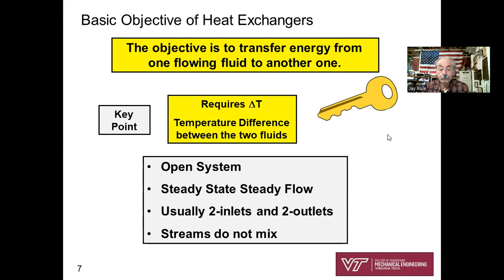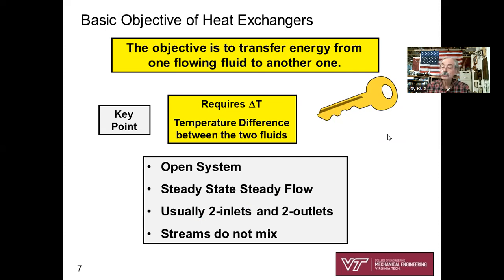Okay. What's the key point? Well, to get heat transfer from a hot fluid to a cold fluid, you must have delta T. You must have a temperature difference between the two fluids. Now, how would we model, if we're in thermo or heat transfer, how would we model the situation? Well, looks like an open system because I've got flow entering and leaving. Okay. I've got steady state, steady flow. In other words, at all times, the hot fluid coming into the exchanger is constant, as well as leaving. Same with the cold. At all times, the flow is steady. It's not changing in time.